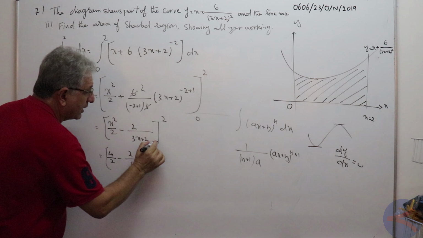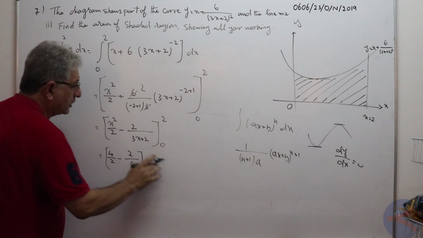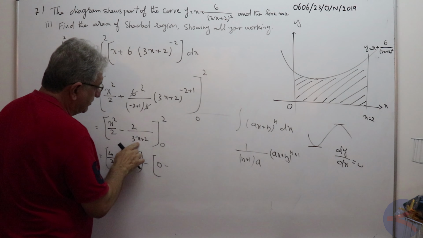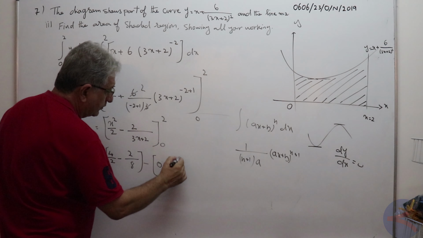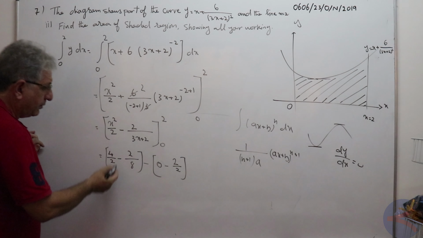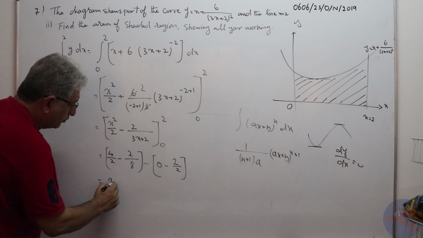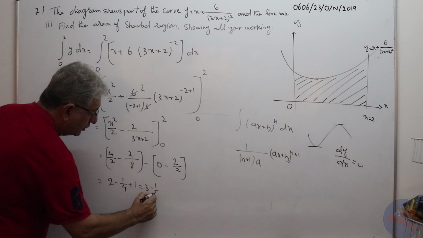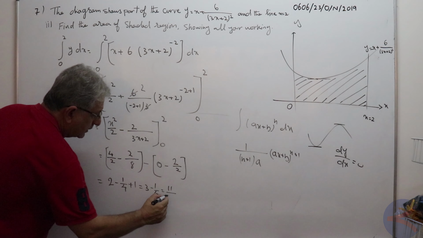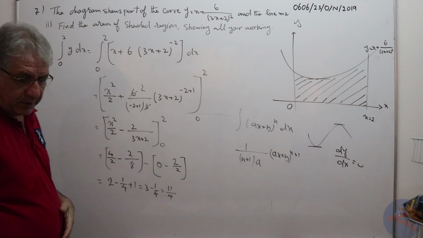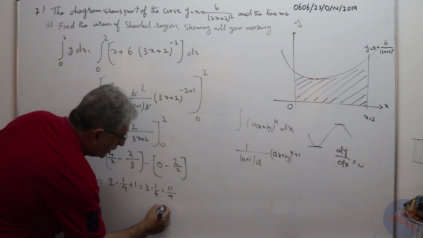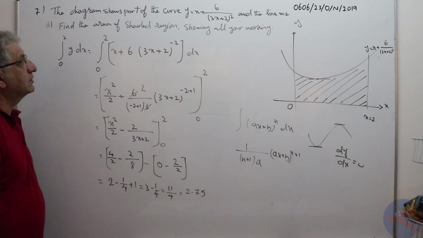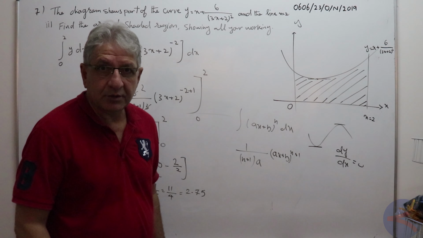Minus, when you are putting the value 0, the lower limit, 0 here will be 0, therefore this is 0 minus, you are putting 0 here, will be 0 plus 2 over 2. Now you can put this in the calculator, but it is not a difficult thing. Anyhow, this is 2 minus 1 over 4 plus 1. Therefore this is 3 minus 1 over 4. This is 11 over 4. Therefore the answer is 11 over 4. Therefore this is actually equal to 2.75 if you want to write it in decimal format. Okay, this is the second part of this question.